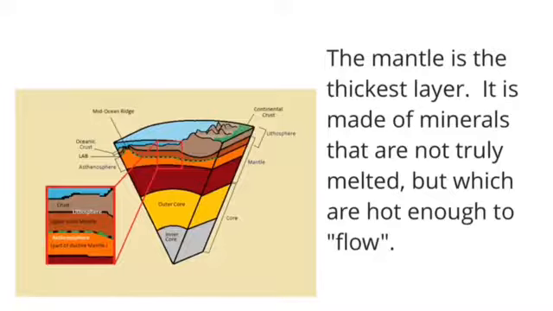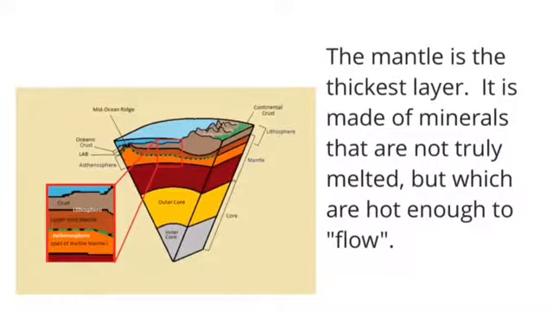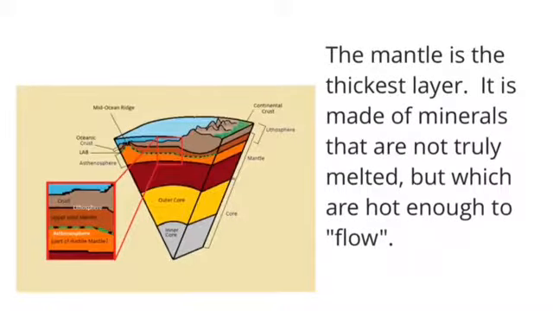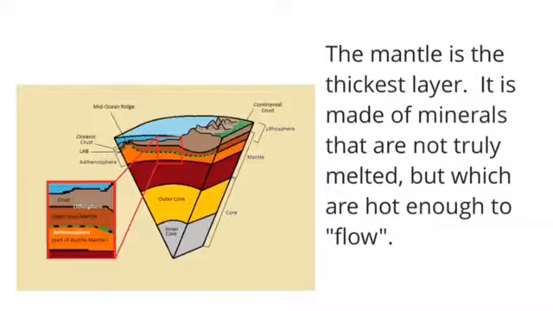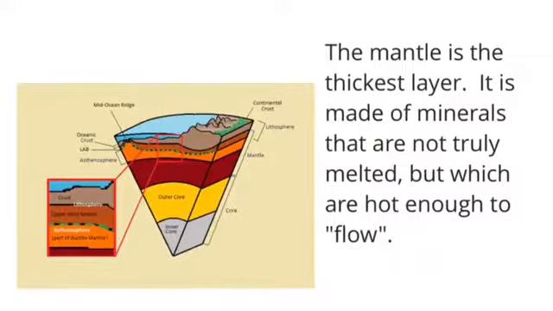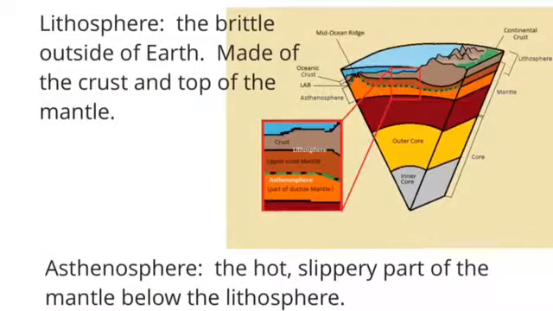It's made of minerals that are very hot, but they're not quite hot enough to be melted. They're not liquid, but they are hot enough that you could spread them around like peanut butter if you had a big enough knife and weren't worried about dying. So we say that they flow, kind of like asphalt. That's a little bit simplified, though.